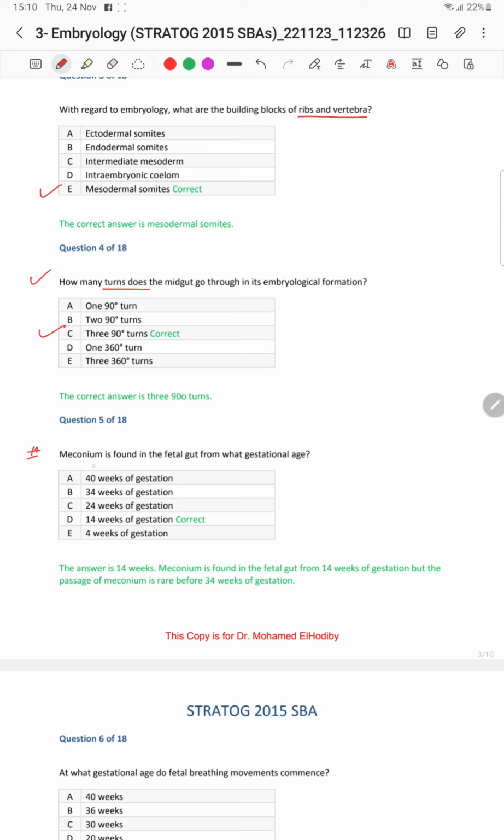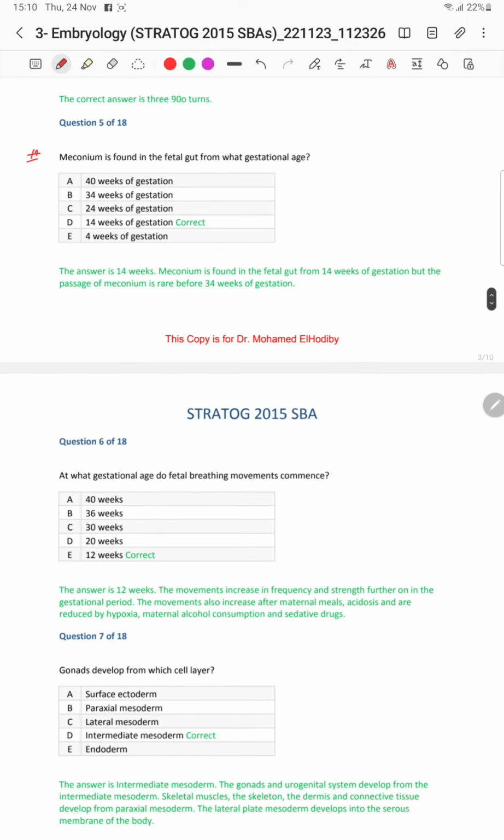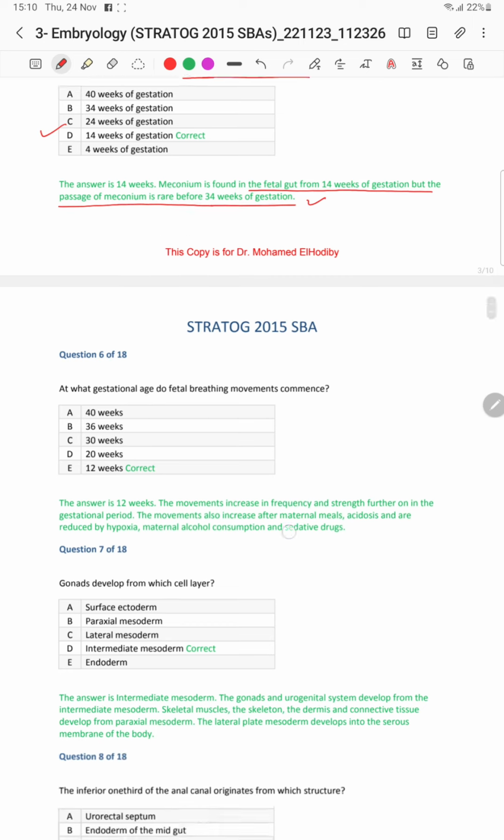Now question number 5. The meconium is found in the fetal gut from which gestational age? It is 14 weeks of gestation. Meconium is found in the fetal gut from the 14th week of gestation, but the passage of meconium is rare before 34 weeks of gestation.